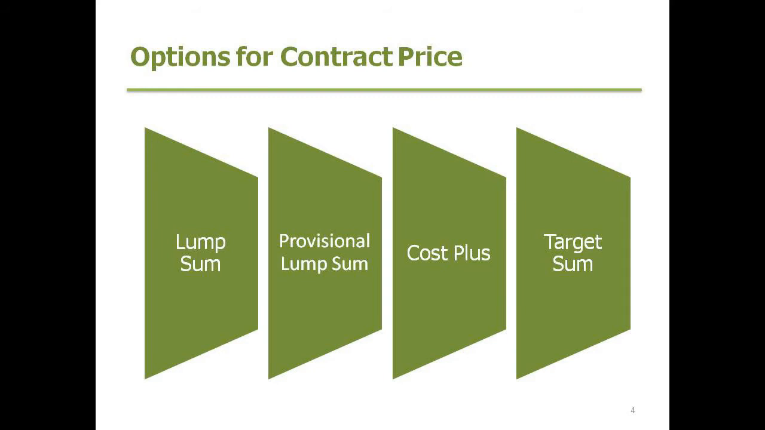The last form of contract pricing is target sum, which is really a blend of both lump sum or fixed price and cost plus in some ways. A project is accepted on tender at sketch plans and then executed on a cost plus basis. So there's a blend in there of both forms of contract pricing.